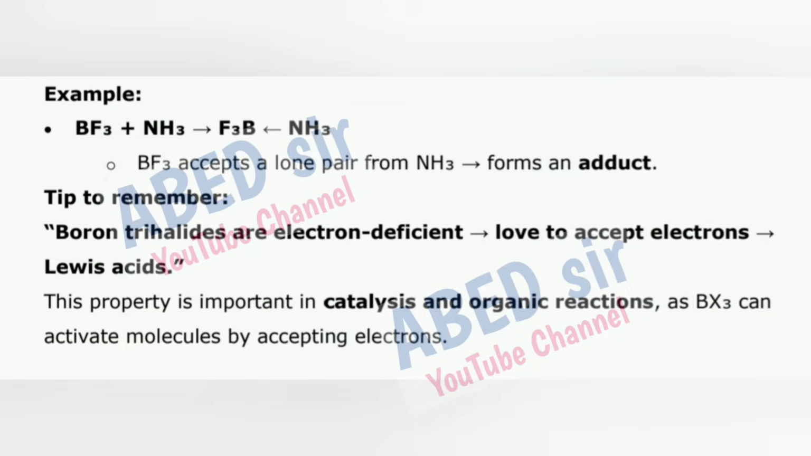Example: BF₃ plus NH₃ gives F₃B←NH₃. BF₃ accepts a lone pair from NH₃ and forms an adduct. Tip to remember: boron trihalides are electron-deficient, so they love to accept electrons. Lewis acids. This property is important in catalysis and organic reactions, as BX₃ can activate molecules by accepting electrons.